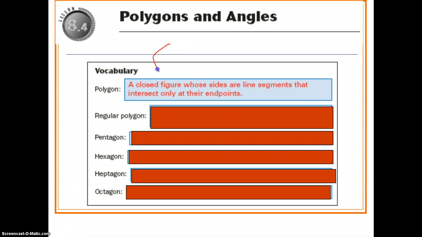For example, this would not be considered a polygon because that is not connecting at the endpoints, where this would be a polygon. Also, it needs to connect. Because this is not connecting, that's not a polygon.